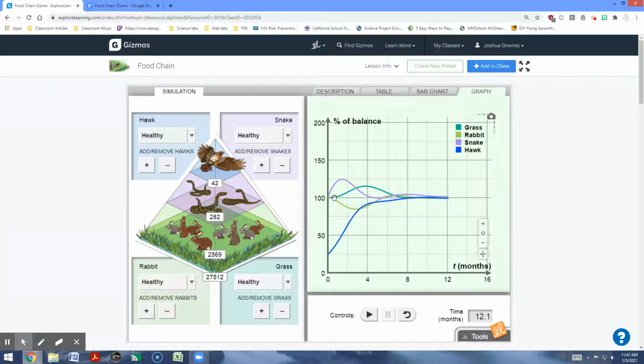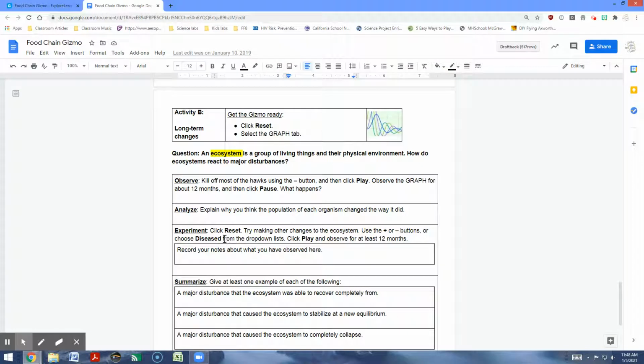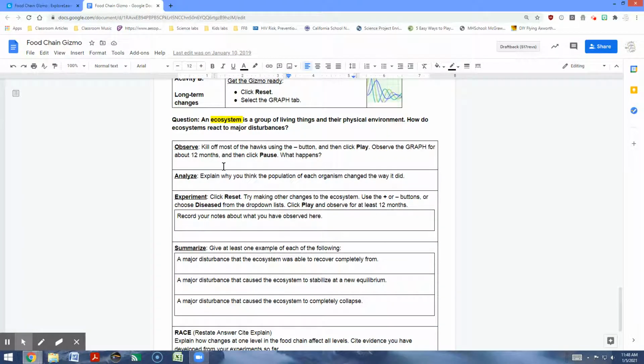We see that rabbits dropped a whole lot. Grass increased, snakes increased a whole lot, and then snakes balanced off. And after a year, we're back to everything being back in equilibrium. Okay, so why do we think this changed? You'll put these here.